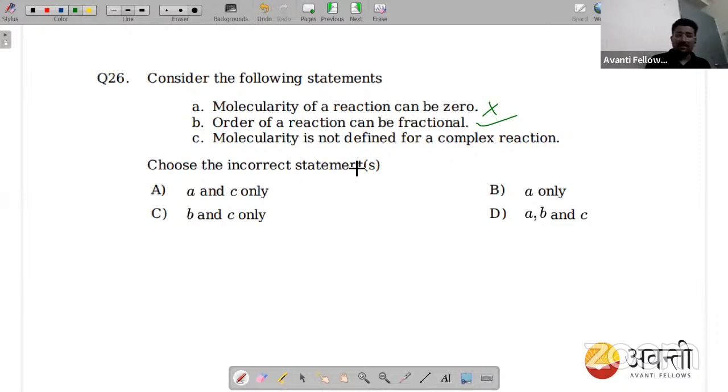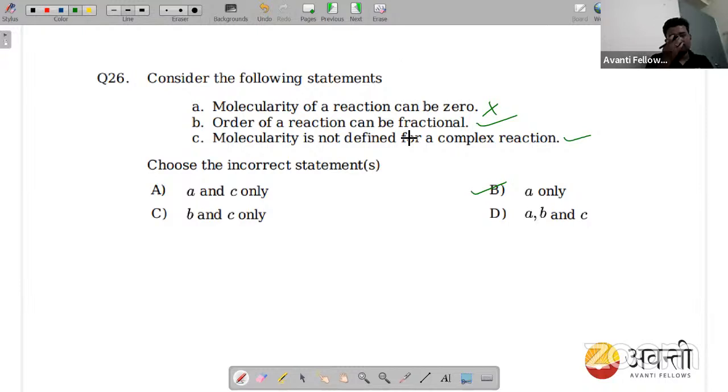Now, statement C, molecularity is not defined for a chemical reaction. I think for a complex reaction, that is also a correct statement. We cannot decide molecularity for a complex reaction. Molecularity is decided only for elementary reactions. So our answer will be option B, A only. We have to choose the incorrect options only.